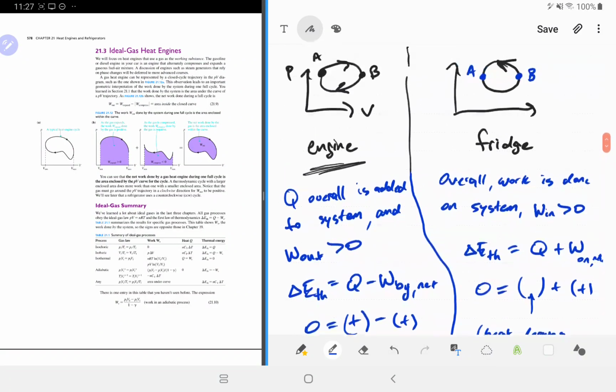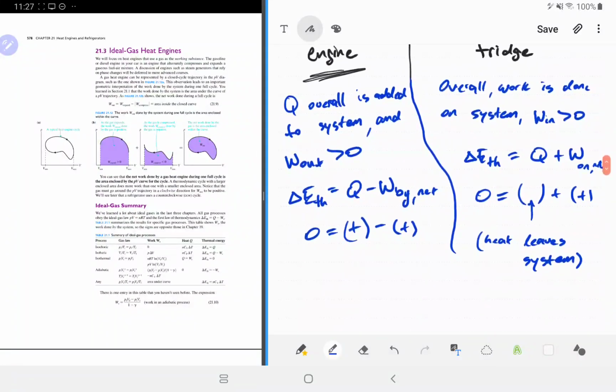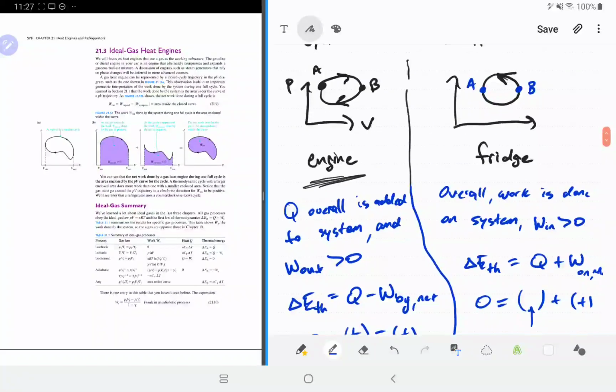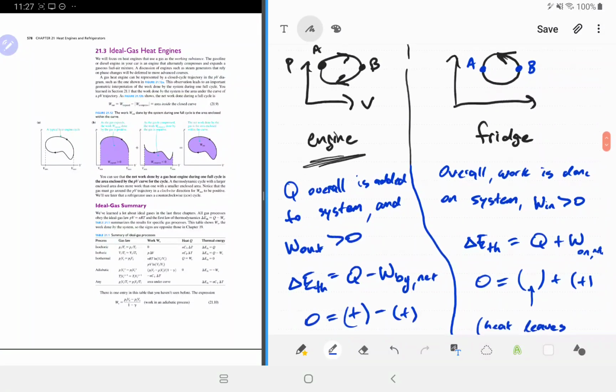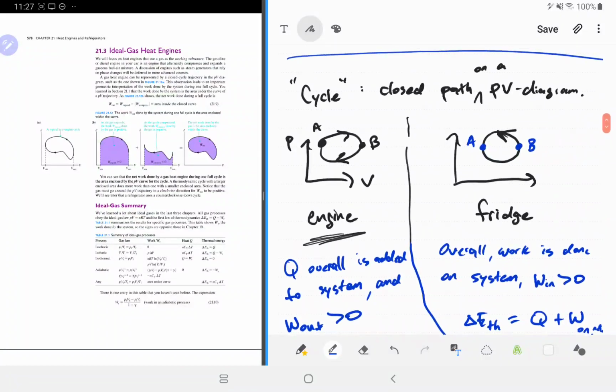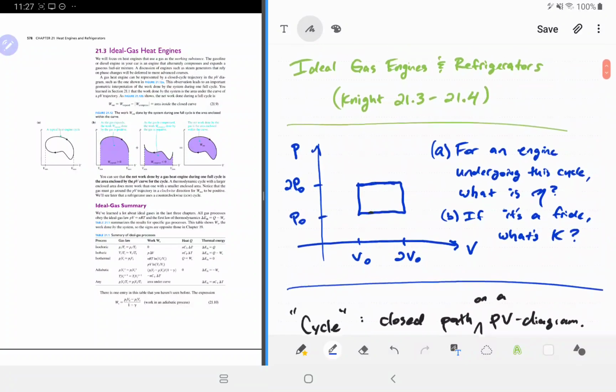Okay, so really what's going on is that the low temperature reservoir is heating up the system, and then you're also doing work on the system, and then more energy in the form of heat is leaving the system than what entered. Just like that energy flow diagram depicted in the previous video.